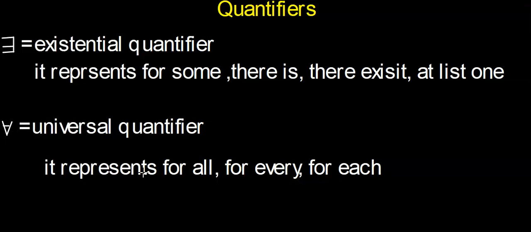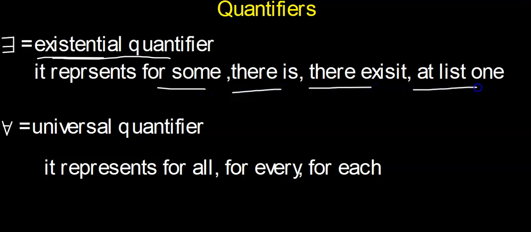Well, in quantifiers, there's two things. So there's two symbols that we always encounter. The first thing is this symbol. They call this existential quantifiers. Well, what existential quantifiers means is it represents for some, or there is, or there exists, or at least one.